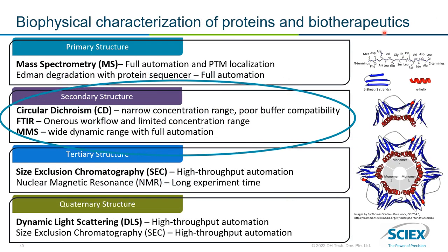When thinking about protein structure, there are multiple levels of protein structure to be considered, and many tools used to characterize these different levels: primary, secondary, tertiary, and quaternary structure. This section of the talk will be focused on protein secondary structure and the characterization of that secondary structure. Secondary structure is the alpha helices, beta sheets, turns, and unordered regions which comprise a protein. Secondary structure has been traditionally characterized by circular dichroism, or CD, or FTIR, which is called Fourier transform infrared spectroscopy. I will not be focused on these traditional techniques, but I'll be detailing the technology and a few application examples utilizing MMS, or microfluidic modulation spectroscopy, which adds automation, a wide dynamic range, as well as the ability to measure biotherapeutics in complex formulation buffers with the often required excipients to give the therapeutics their stability and biological activity.